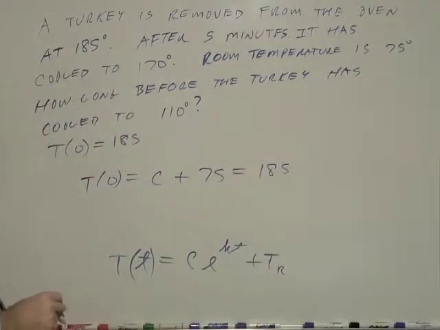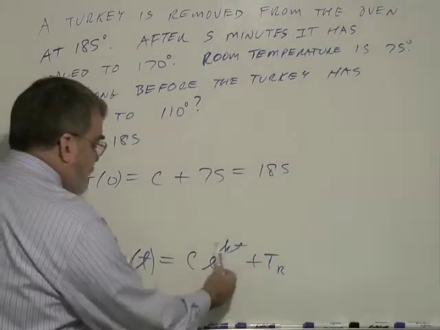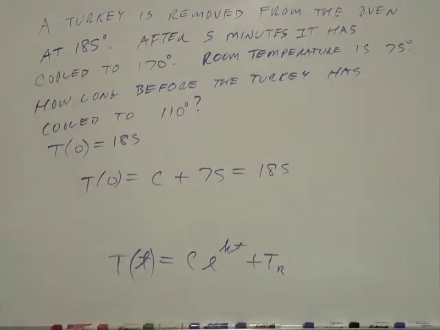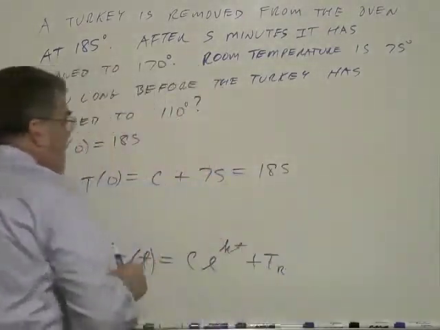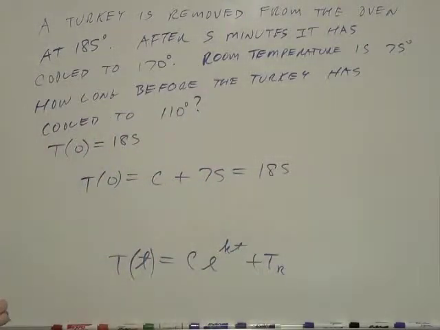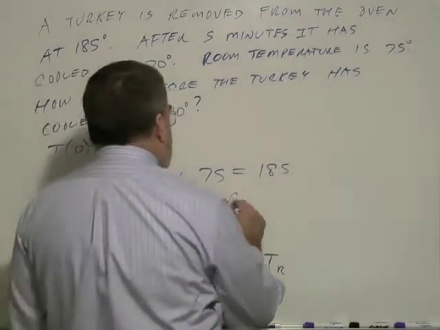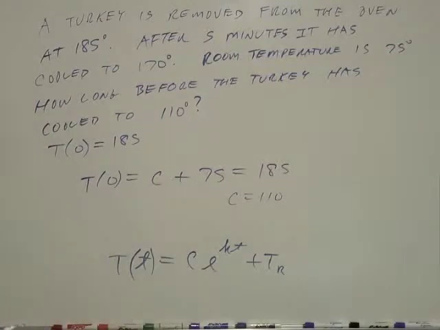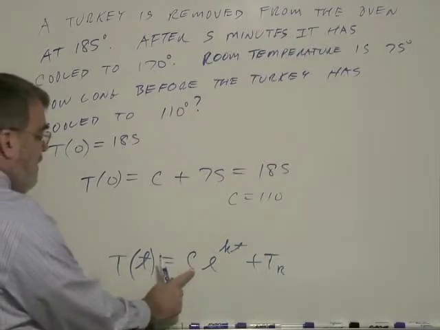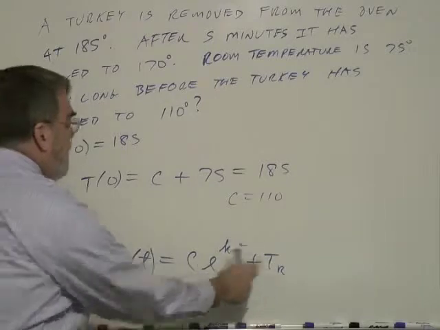So again, when we plug in 0 for t, this e to the k times 0 would be simply 1, and the temperature of the room was given as 75 degrees. So it looks like C is equal to 110, and it's a pure coincidence that I put 110 there. I hadn't thought about that. It just worked out that way. I don't know if that's going to make the problem any easier, but it might. But the temperature at t will be 110 e to the kt plus 75.